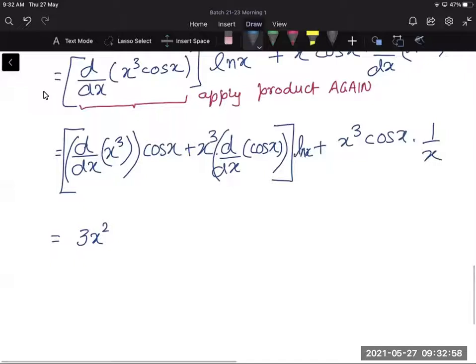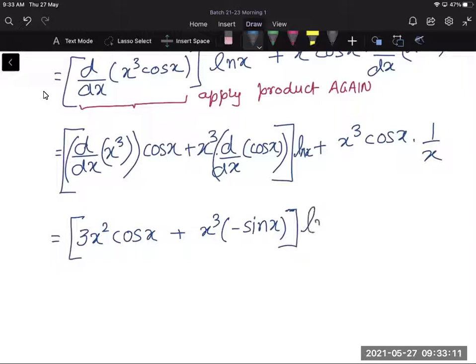So this would be equal to 3x square cosine x, right? Plus x cube into minus sine x, square brackets are still there, into ln x plus x cube into cosine x into 1 by x. Right? Now I'm not cancelling out x in the last term, and I'm not doing that for a very special reason. Okay. So look at what I'm doing now.